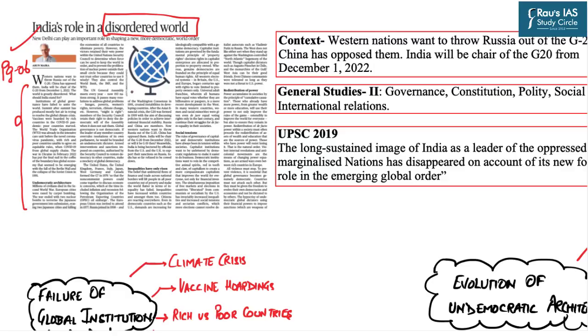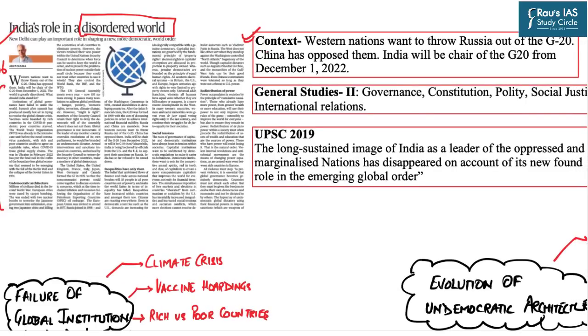The immediate context of this particular article is that recently the Western nations are raising their voice to overthrow Russia out of the G20 membership. This move has been directly opposed by China, but the important part is that India is going to be the chair of the G20 summit from December 1, 2022. So that is why there is a huge responsibility on the shoulders of India, and it is yet to be seen what stand India will take in this particular summit.